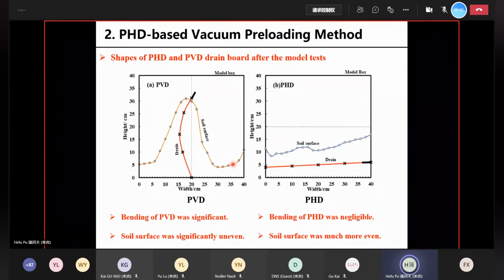And the yellow curve is the soil surface after the treatment. We can see that the soil surface for the PVD was significantly uneven. We have a very uneven surface, which means the treatment will also be uneven. On the right-hand side, the soil surface was much more even relative to the case on the left.